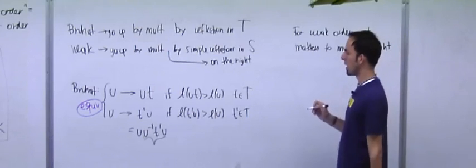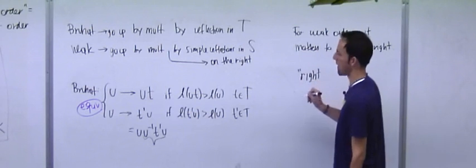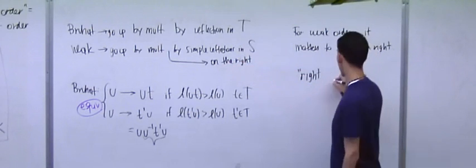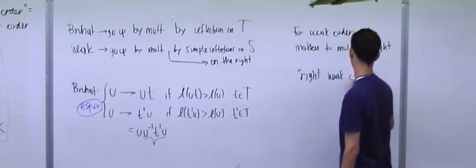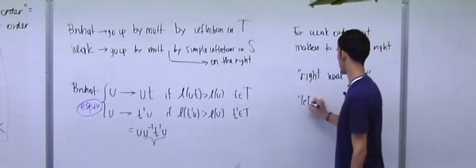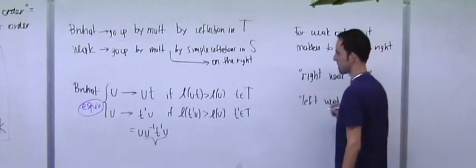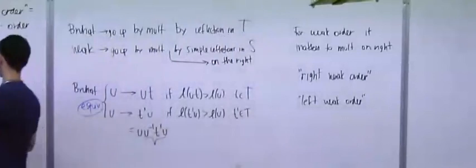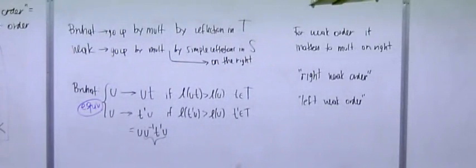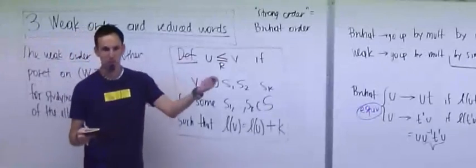Okay, so there's such a thing. A more accurate name for this is the right weak order, because there's also such a thing as the left weak order, where the definition is exactly the same, except you just put the S's on the left of U. If you wanted to define the left weak order, you would put these S's on the left of U, and this would give you a different poset called the left weak order.